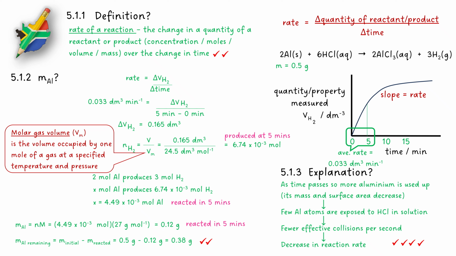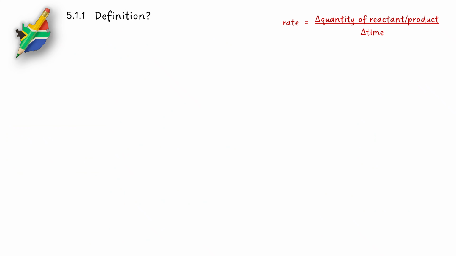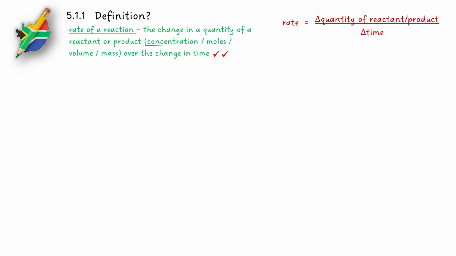This question asks us what reaction rate means, and then we have to use the given graph to work out the mass of aluminium remaining after 5 minutes has passed. The rate of a reaction is a measure of how the quantity of either a reactant or a product changes over time. The numerator can be the change in mass or concentration or moles or volume. For example, if it's the rate in terms of volume change over time, it would be the final volume minus the initial volume over the final time minus the initial time.